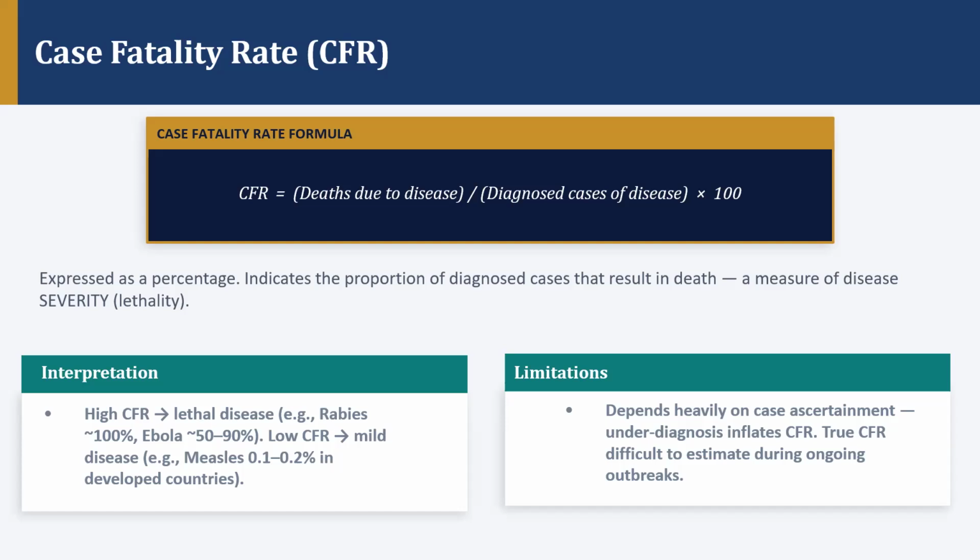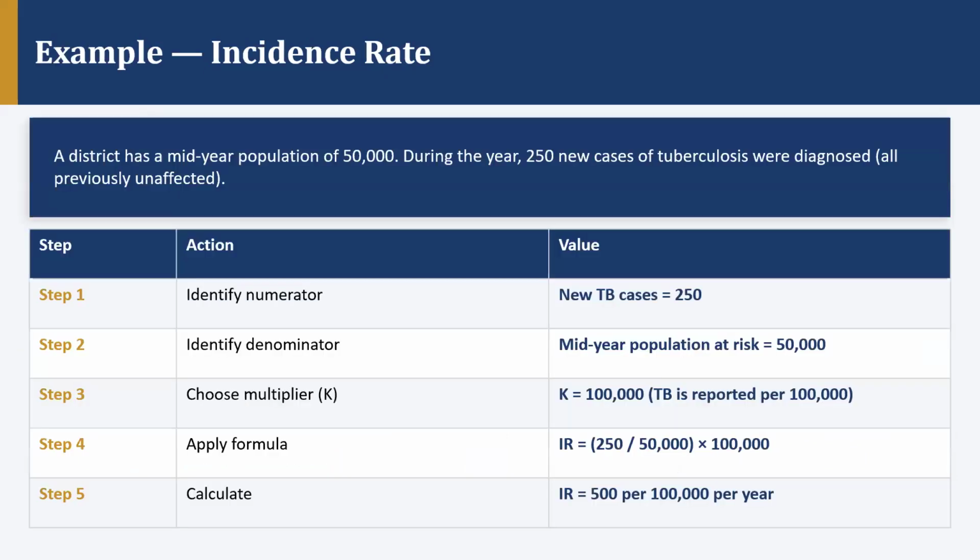So the limitations of case fatality rate: it depends heavily on case ascertainment, underdiagnosis inflates the case fatality rate, and the true case fatality rate is difficult to estimate during ongoing outbreaks. The next is the example of the incidence rate.